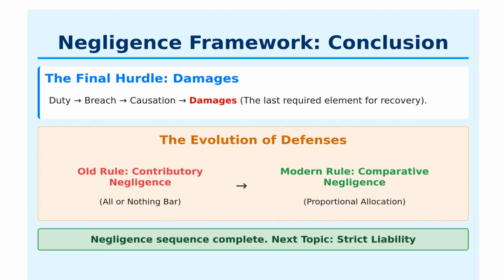We moved away from the unforgiving, strict contributory negligence rule, where any fault barred recovery. Today, the vast majority of jurisdictions employ the flexible, proportional allocation system found in comparative negligence. Whether pure or modified, this modern approach ensures that recovery is generally reduced, but rarely eliminated entirely, based on the plaintiff's percentage of fault. This concludes our comprehensive study of negligence. Next, we will pivot to a different foundation of tort liability, strict liability.